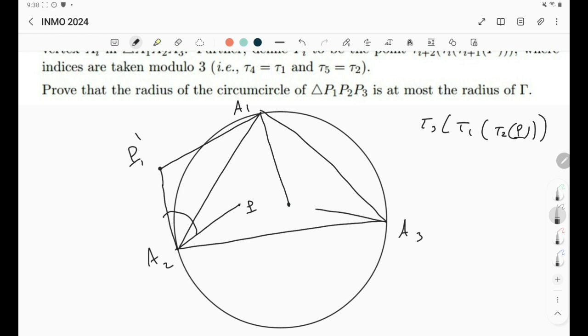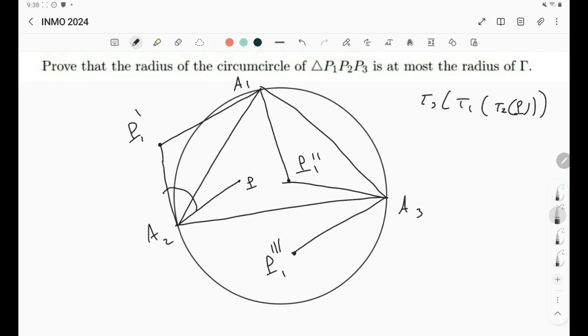Finally, of course, let's name this P1 prime prime. Finally, we're going to rotate this also counterclockwise with this angle. So something like this maybe. So eventually you're going to take the three primes, and yeah, that's actually the point P1. This is the point P1.